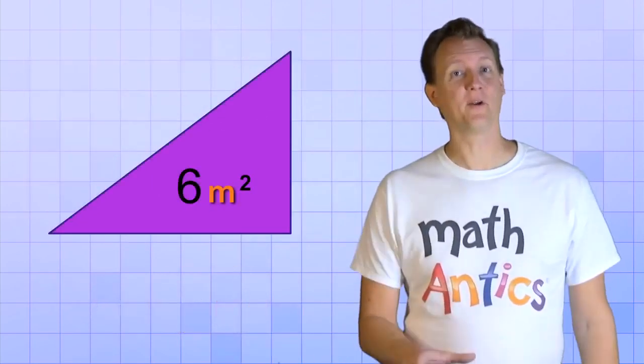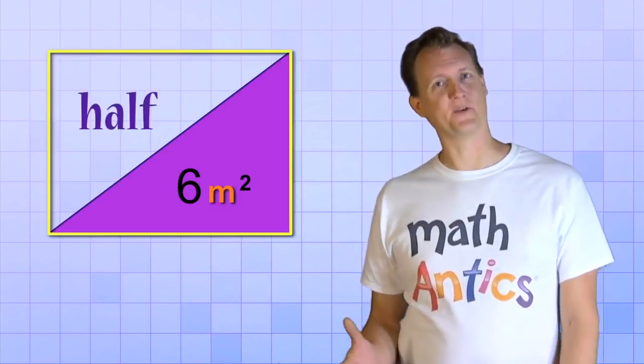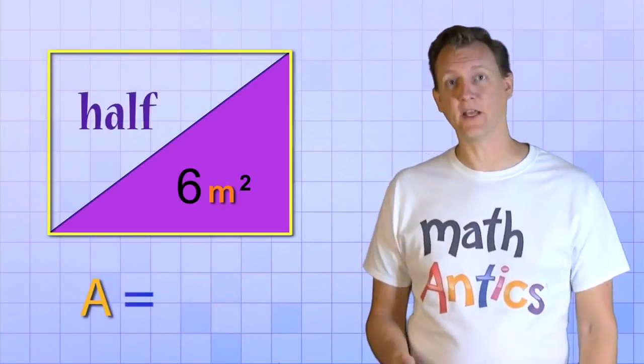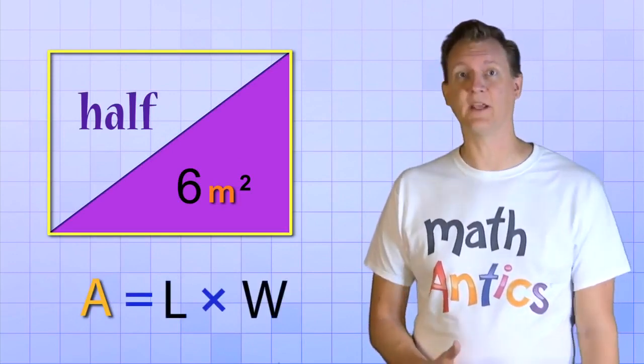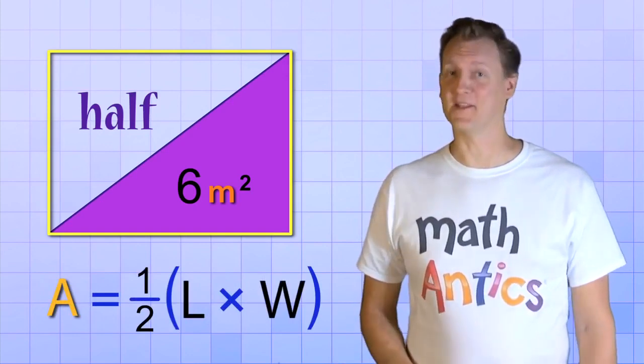Aha! So the formula for the area of a triangle should just be half of a rectangle. So does that mean that instead of area equals length times width, it should be area equals 1/2 of length times width? Yep, that's basically it.